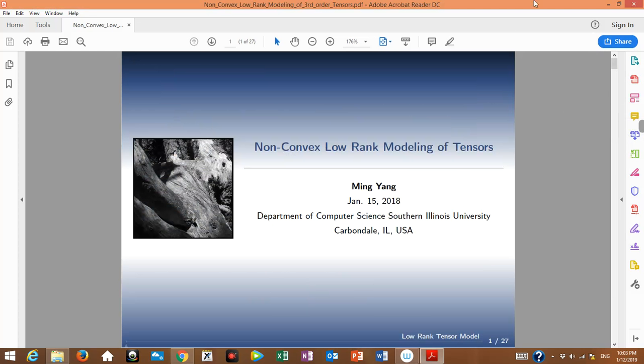Hello everyone. Today we are talking about non-convex low-rank modeling of tensors. So you can see there are three topics in this talk: low-rank modeling, non-convex, and tensors. Firstly, we introduce what is low-rank modeling.